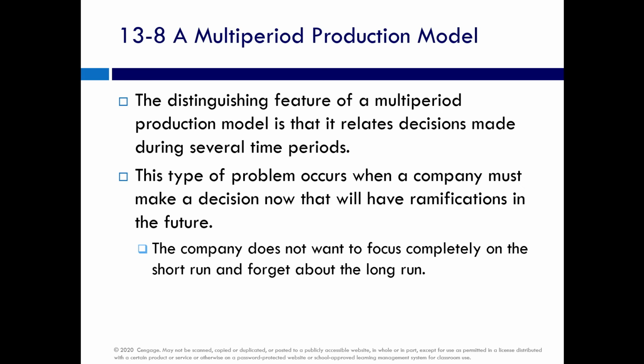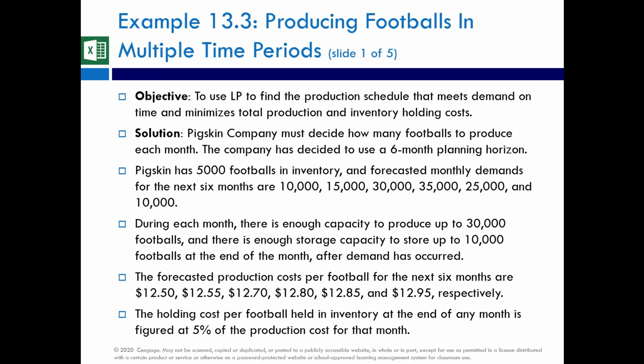Multi-period production model. The distinguishing feature of the multi-period production model is that it relates the decisions made during several time periods. This type of problem occurs when a company must make a decision now that will have ramifications in the future. The company does not want to focus completely on the short run and forget about the long run. Objective: to use LP to find the production schedule that meets demand on time and minimizes total production and inventory holding costs.